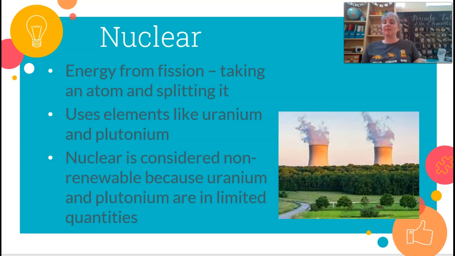It's like the opposite of nuclear fusion, which we learned about when we learned about stars. Stars take hydrogen and fuse atoms together in that process, while fission is taking an atom and splitting it. Nuclear is considered non-renewable because uranium and plutonium are not renewable elements. There's only a certain amount of it, like gold or copper or silver. There's so much of it in the earth, and once it's gone, it's gone. So it's in limited quantities.